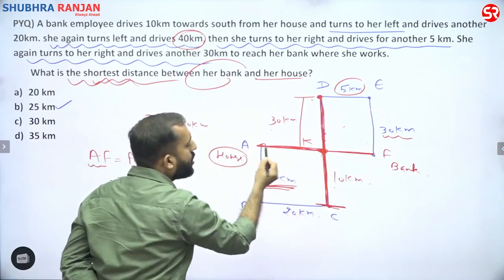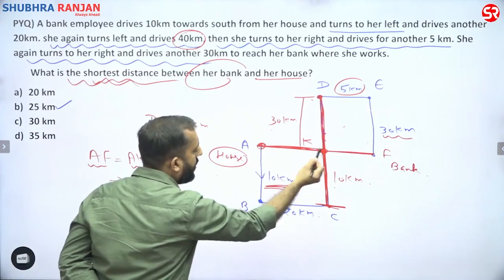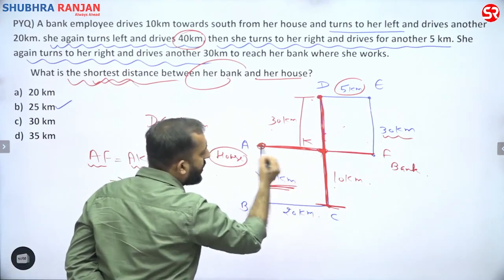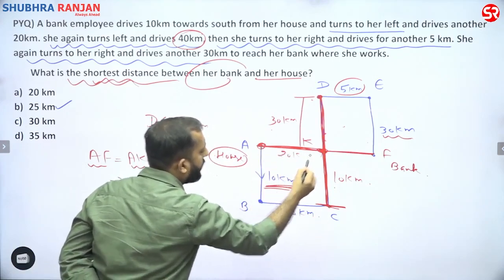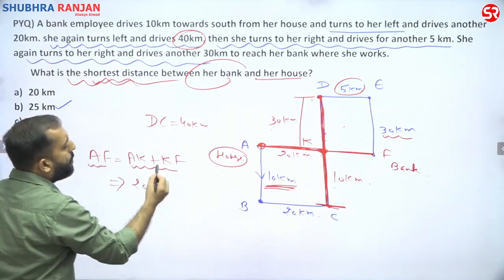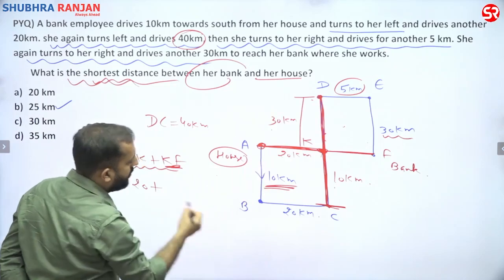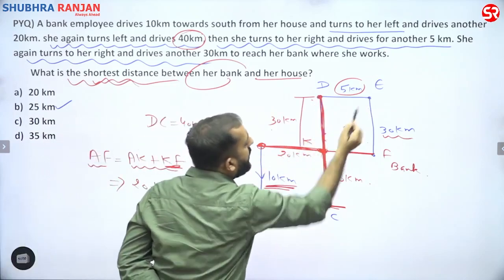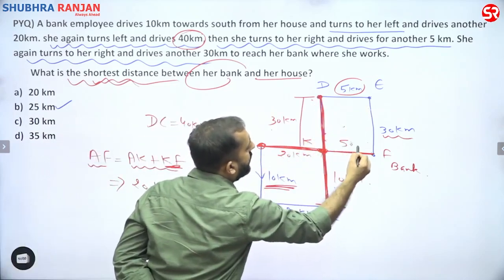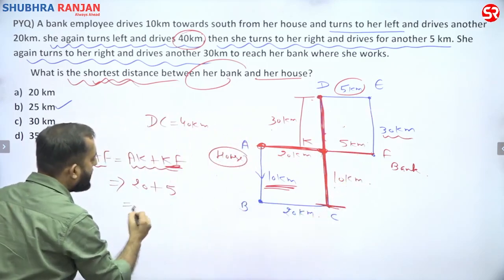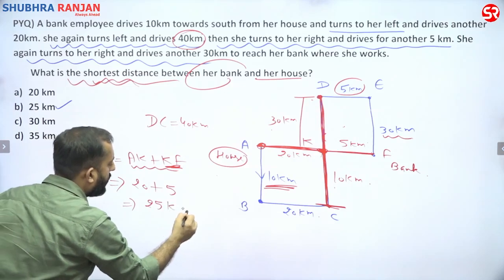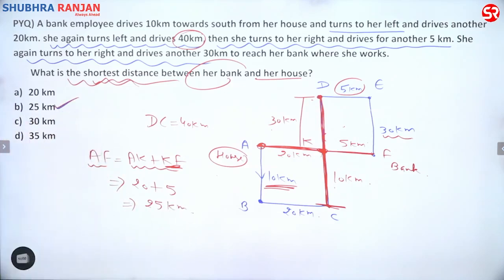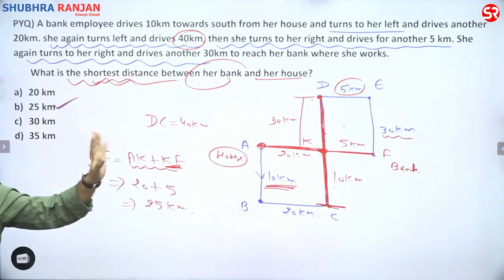What is the distance from A to K? B to C and A to K are one and the same thing, it is 20. So the distance is 20 plus, what is this distance K to F? D to E and K to F, 5. So the answer has to be 25 kilometers. Option B. Am I clear, guys?